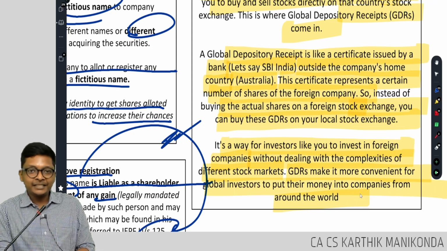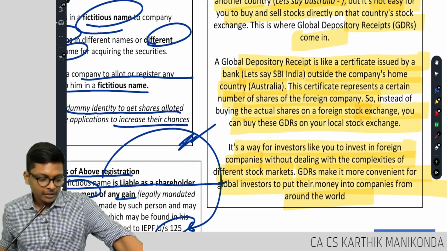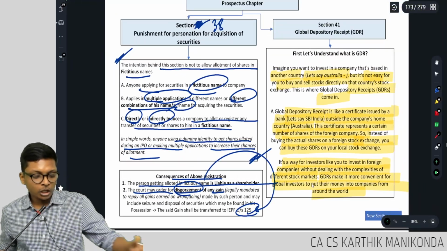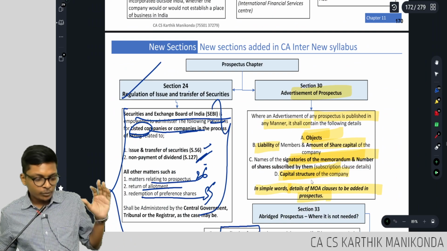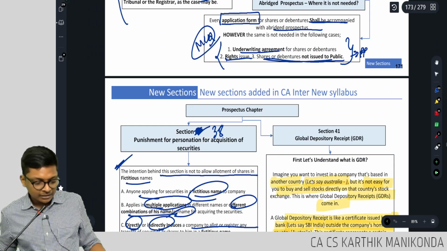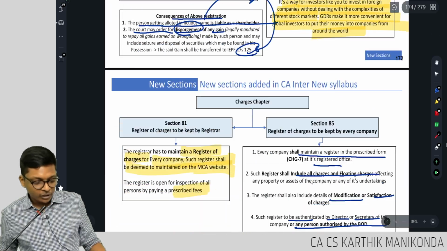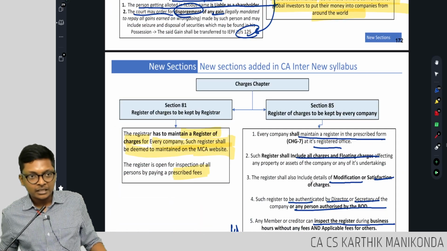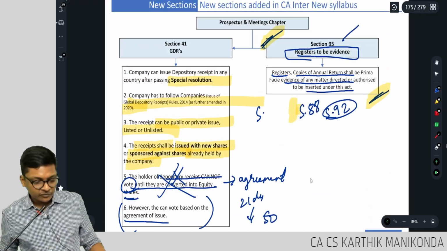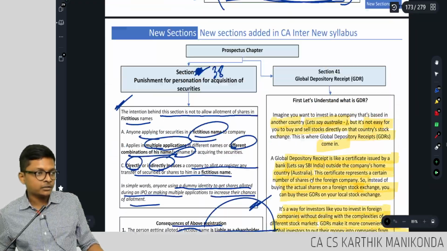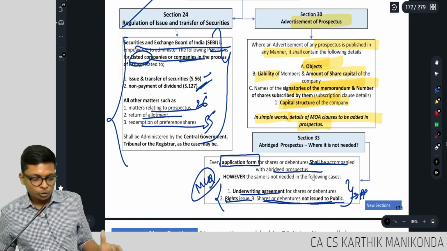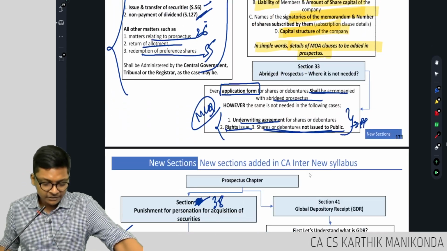Are you understanding? Easy? Understood, guys? With this we are done with all the new sections. Look at the 4 pages. Prospectus 24, 30, 33, Prospectus 38, 41, charges 81, 85, meetings 95. That's it. Are you guys following? Easy, huh? You don't even have to study after going home. I told you, 5 days fully law.